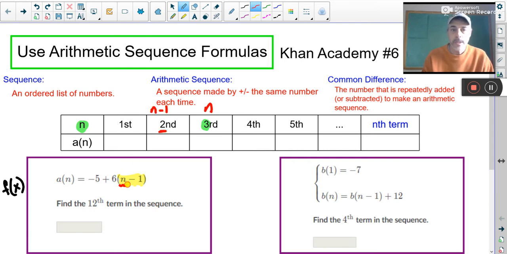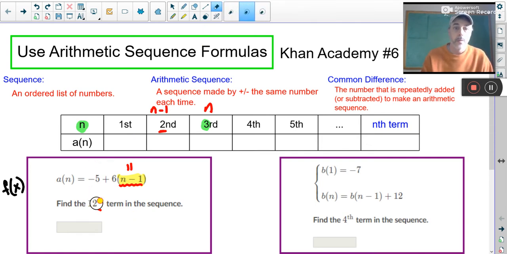So this little piece right here is math nerd code. That means the term before the one you want. So this says find the 12th term in the sequence. So what do we put in n minus 1? We're not putting a 12, we're putting the one before 12. This right here is saying look down at this term, n, and use the one before it. So I'm going to use 11 here.